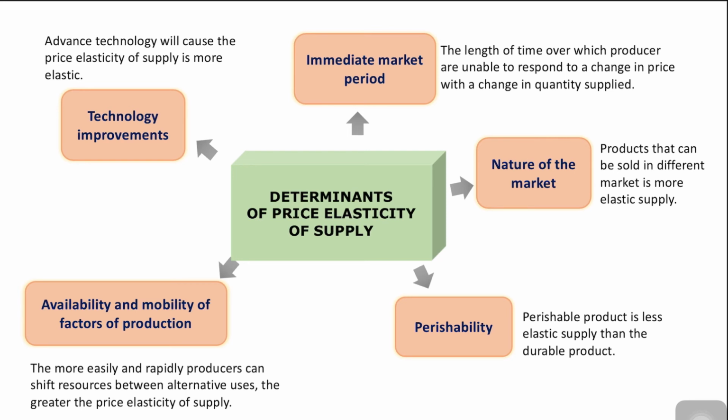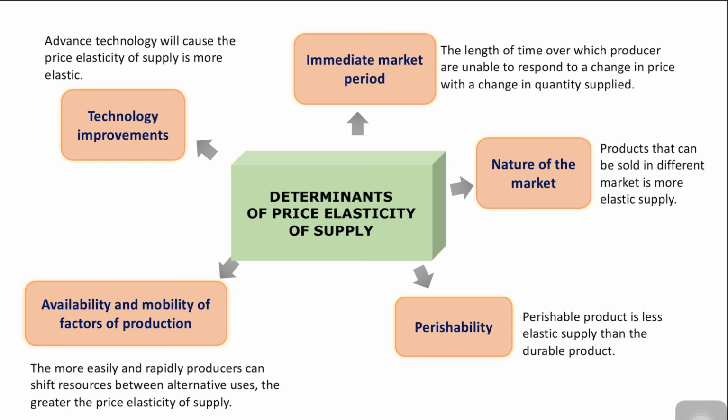The second is availability and mobility of factors of production. The more easily and rapidly producers can shift resources between alternative uses, the greater the price elasticity of supply. If the resources or factors of production are hard to get or not mobile, the price elasticity will be inelastic.